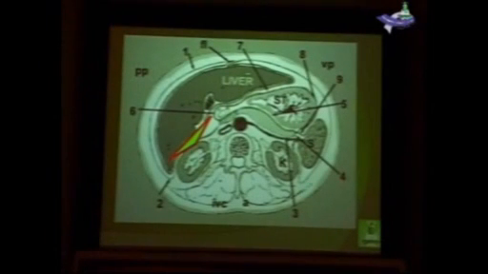This is an axial view of the abdomen, and this is the space that we're talking about. Sometimes surgeons refer to this as Morrison's pouch, and it's in front of the right kidney, inferior to the liver, bounded on the medial side by the duodenum, and on the lateral side by the lateral abdominal wall.